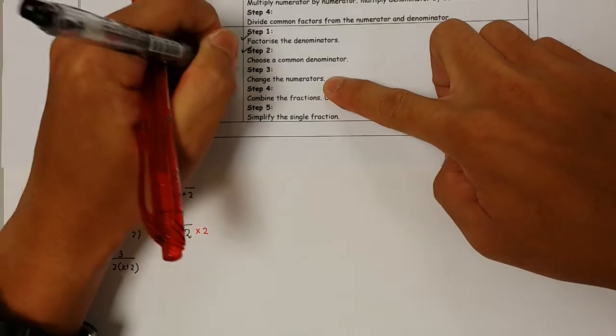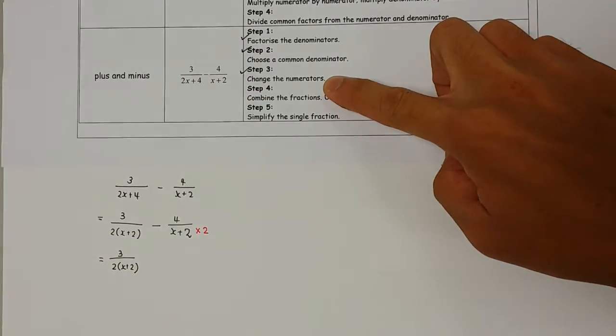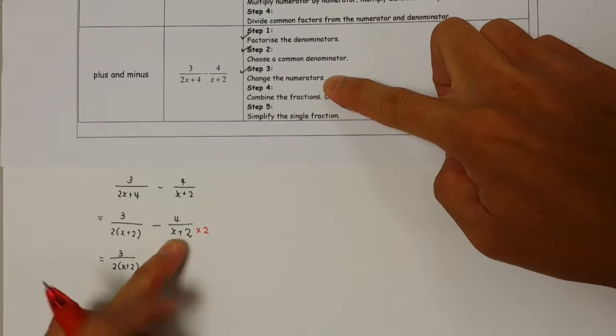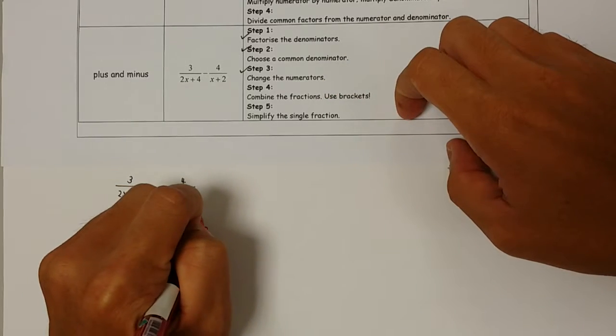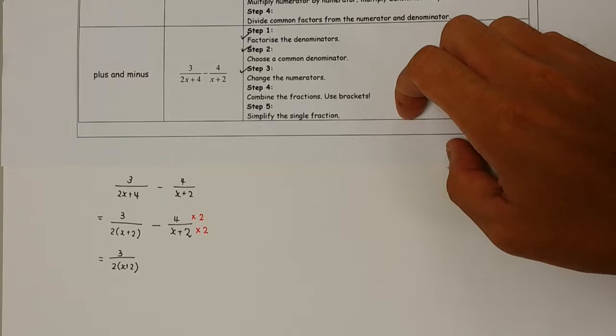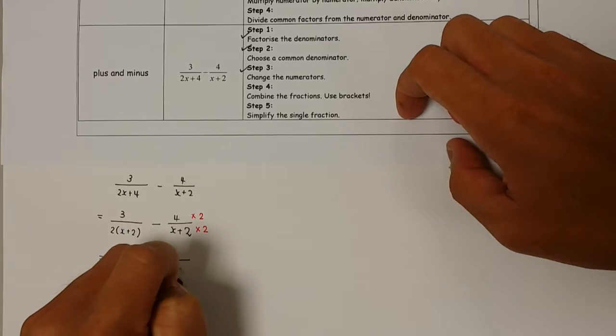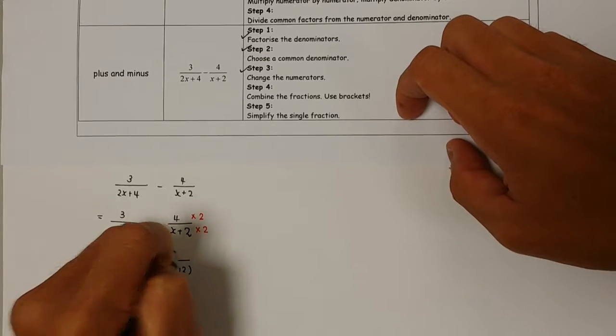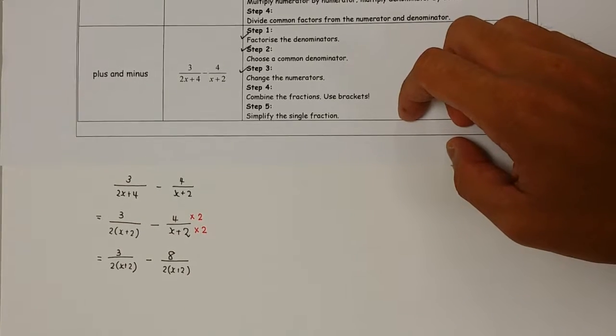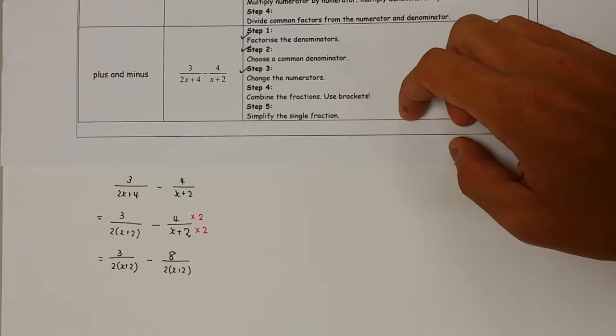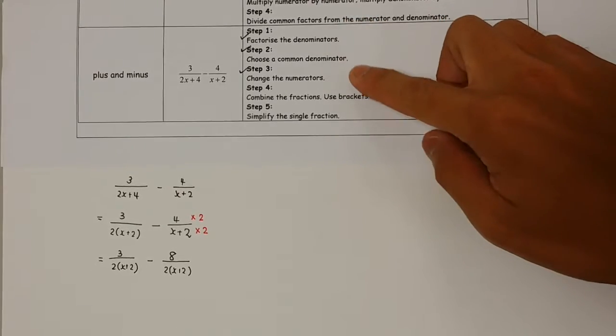But we must remember, whenever we multiply the denominator by something, we must do step 3. Whatever is done there must be done to the numerator as well. So since we multiply by 2 to the denominator, in the numerator we also multiply by 2. So what do we have for the second fraction? This. Alright, so we have done the first 3 steps.